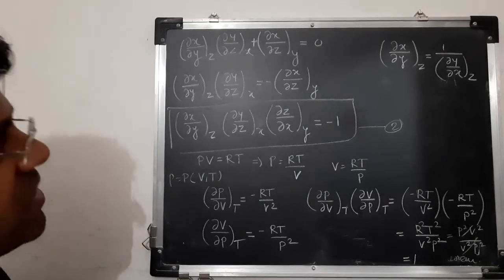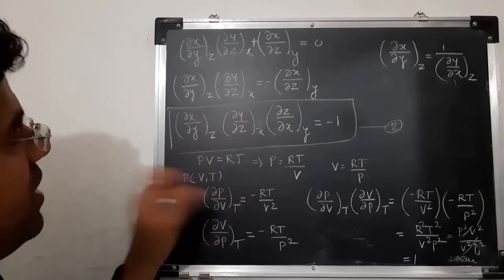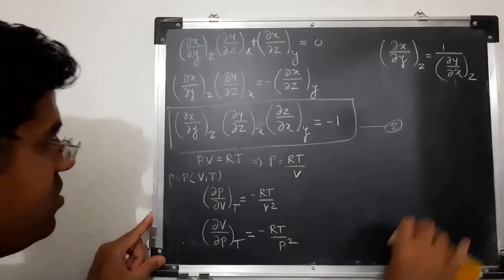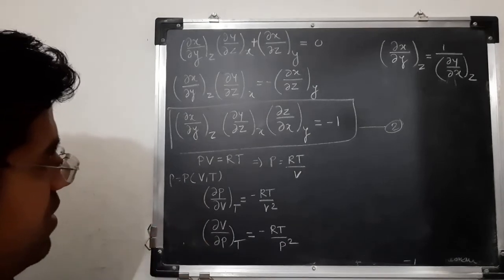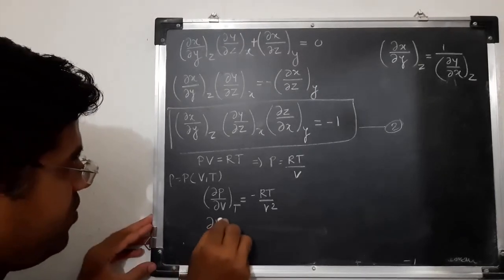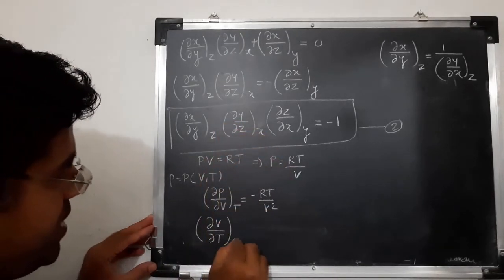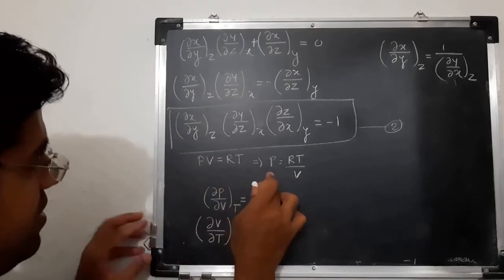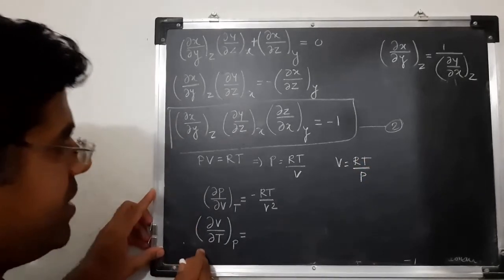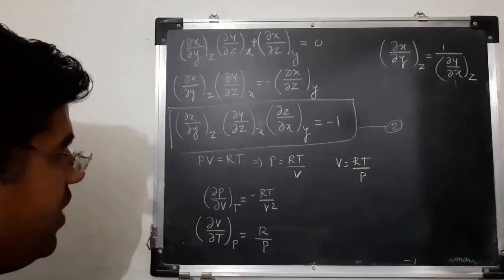Now the second theorem I have to prove over here. So only replace X with P, Y with V and Z with T. We have already found del P by del V. Second, I have to find del V by del T at P constant. From this equation, V is RT divided by P, so del V by del T is nothing but R divided by P, since partial differentiation of T with respect to T is 1.